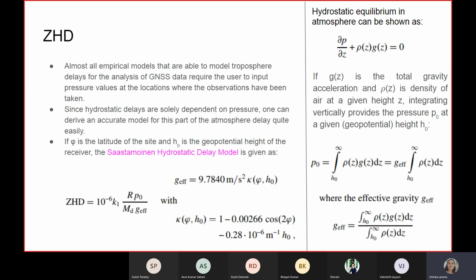The dry delay and wet delay. So what is the ZHD? ZHD is the zenith dry delay, the dry delay that is happening in the zenith direction. What is the zenith direction? The point directly above the observer.